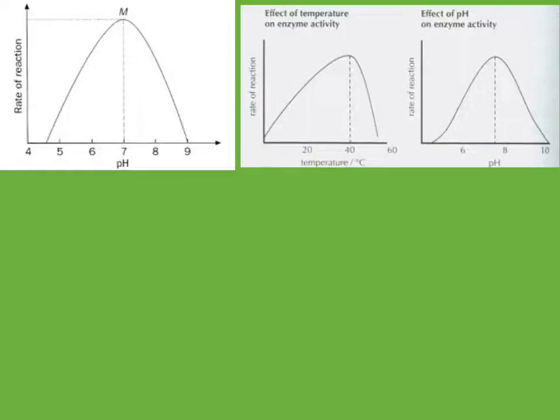Now, when you look at the next diagram, which puts together the temperature effect and the pH effect, you may see that there is a similarity. But in this case, there is a peak where you have the optimum temperature and where you have the optimum pH. And these are the areas where enzymes act best.